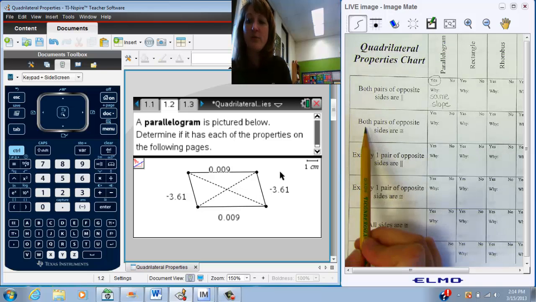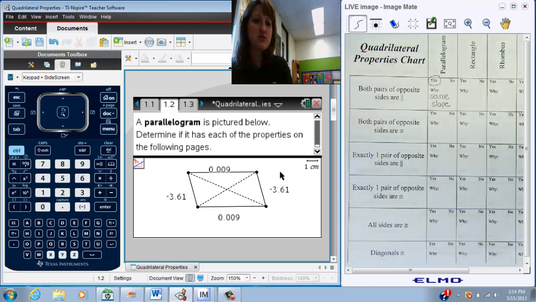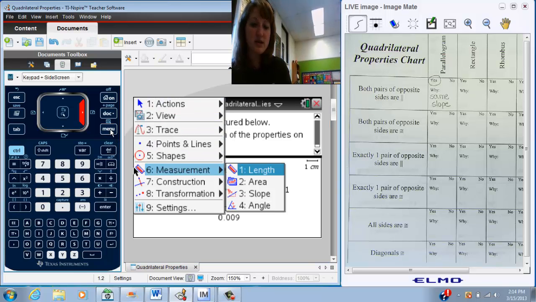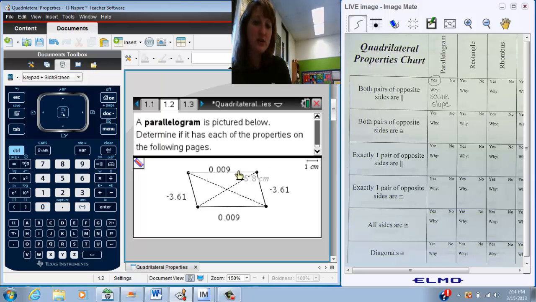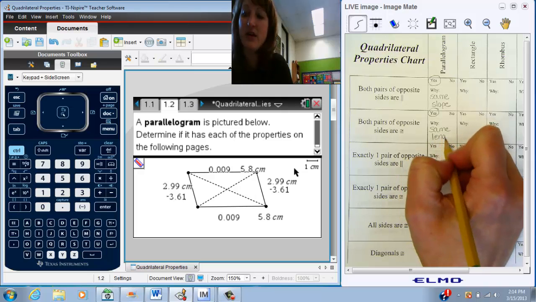Okay, the second one, are both pairs of opposite sides congruent? Well, for this one, what we want to do is measure their length. So again, I'm going to go to Menu, go back down to Measurement, and measure the length of each side. So there's the first side, and the side across from it, and then I'll do the left side and the right side, and we can see that both pairs of opposite sides are the same length. So yes, opposite sides are congruent, and why, again, same length.